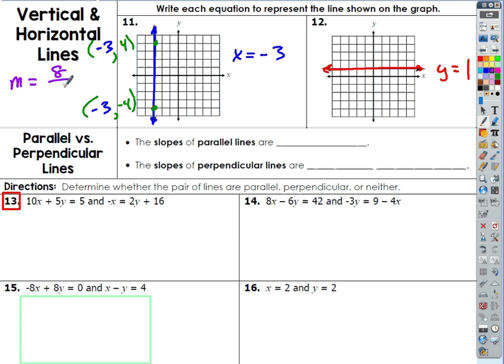0, right? Because I'm not moving horizontally, and that's a problem, isn't it? I mean, it's true. So that's why we can't define a slope for that, because you can't divide by 0. Okay? Good question. Did you see how that's different, though?